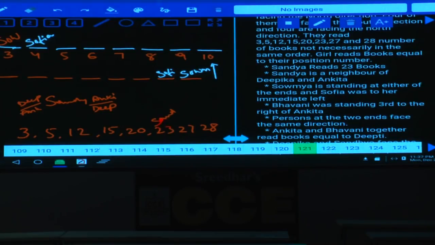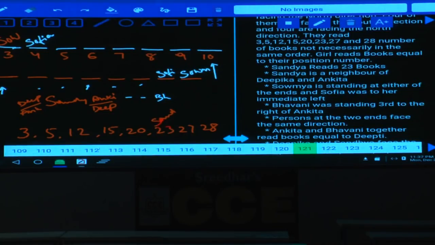Bhavani was standing south to the right of Ankita. If Ankita is here, 1, 2, 3, Bhavani will be here. Between Ankita and Bhavani there must be exactly 2 people, isn't it? Then tell me what are the different possibilities we can have for this Ankita and Bhavani. One of these persons is here, then let us take Ankita will be here. If Ankita is here, Sanjay can be here, or Deepti, or Sanjay here, Deepti here, isn't it? Now we have 2 possibilities.